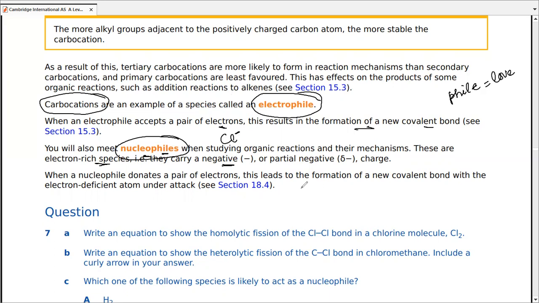All right. Why? It has a negative charge. It would love some positive charge to get balanced. Or something that has a partial negative charge, for example, HCl. This one is partially negative, this one is partially positive. This one is a nucleophile. When a nucleophile donates a pair of electrons, it leads to the formation of a new covalent bond with the electron deficient atom under attack. And this is going to be another way the reactions are going to happen.